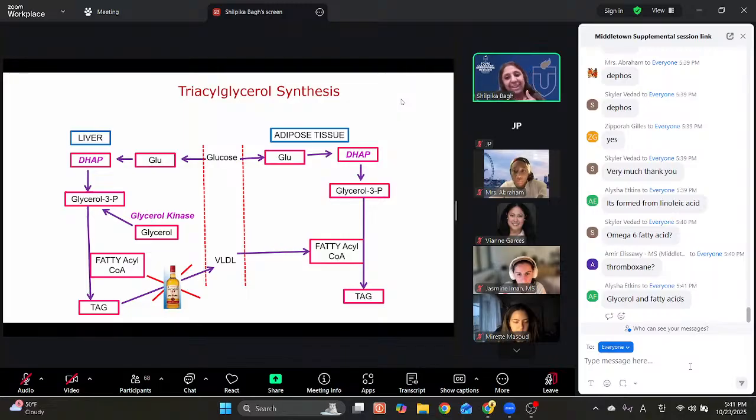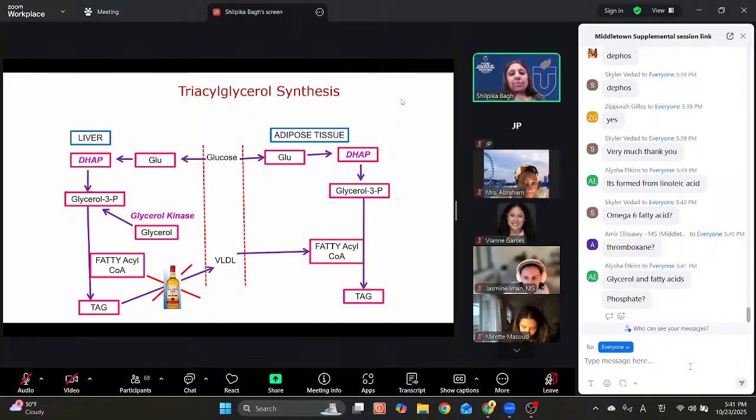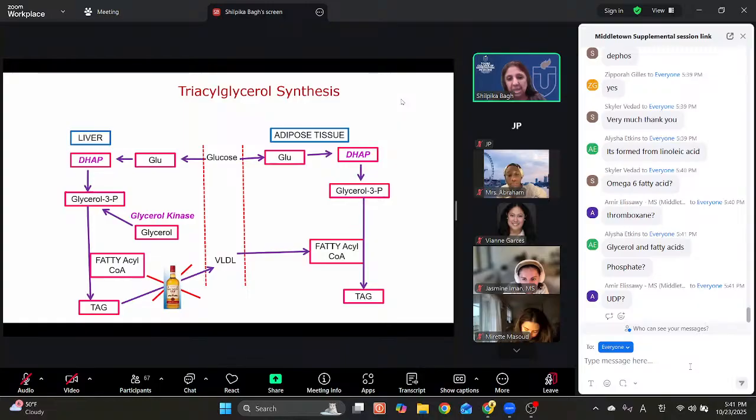Glycerol and fatty acid. But just know that, just like for activation of a carb, what do you add? Phosphate. So similarly, what would you add to activate glycerol? Phosphate. So it's not glycerol, it's glycerol 3-phosphate. No, UDP is a carrier. To activate glycerol, you also need a phosphate. So when you say that TAGs require glycerol and fatty acid, please don't forget the activation.